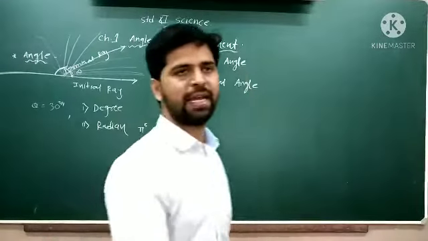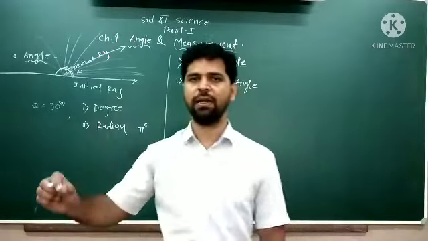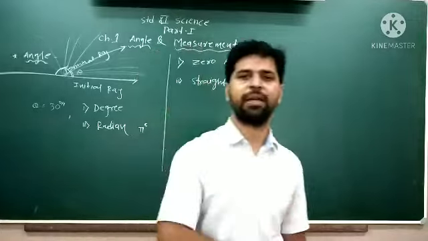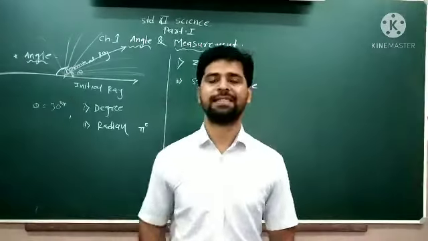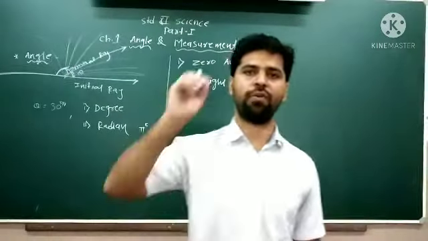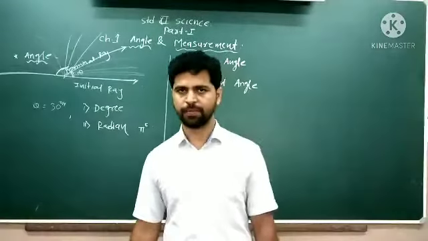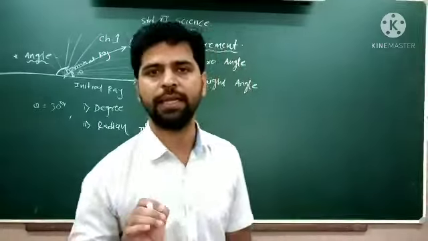So straight angle means the straight line where initial ray and terminal ray are coinciding at this point, that is known as straight angle. Straight angle is always 180 degree. Okay, straight angle is always 180 degree.